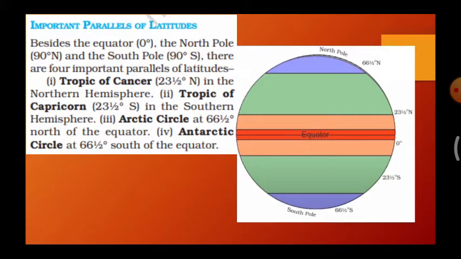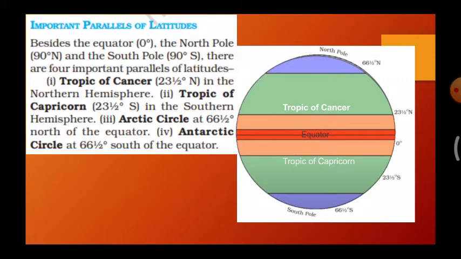So the first parallel of latitude is the Tropic of Cancer, which is at 23.5 degree north in the northern hemisphere. So it is in the northern hemisphere, and that is called the Tropic of Cancer. The second one is the Tropic of Capricorn, which is located at 23 and a half degree south, in the southern hemisphere. That is called the Tropic of Capricorn.